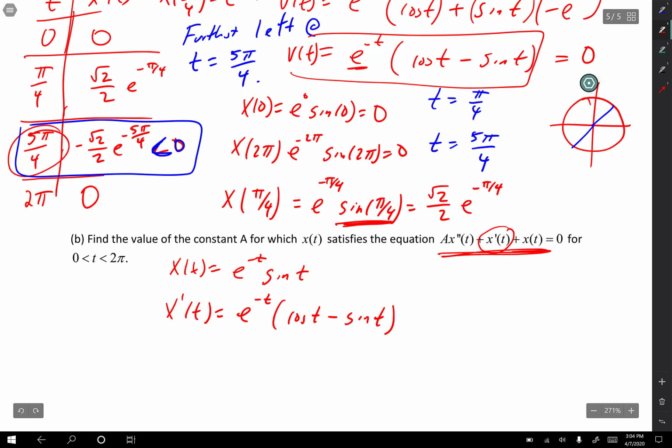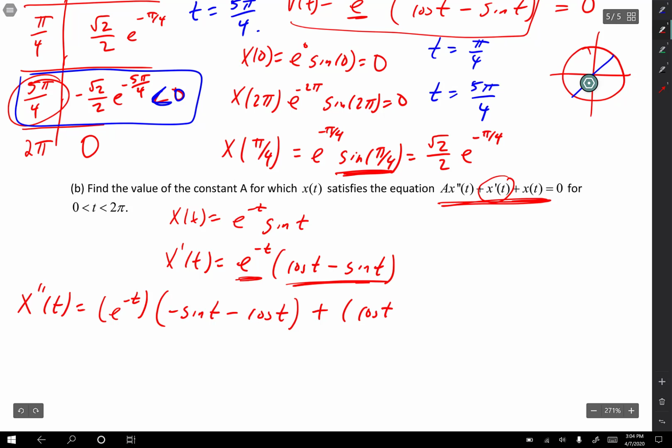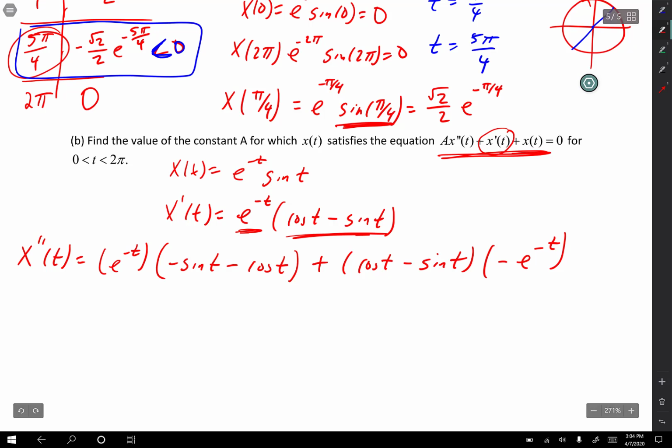Now I need the second derivative, guys. So here we go. I'm going to put it right here in this corner. x double prime of t. I'm just going to do the product rule: first, times the derivative of the second. The derivative of a cosine is a negative sine, and the derivative of a sine is cosine. Plus second, cosine t minus sine t, times the derivative of the first, negative e to the negative t. So there it is. And let's see, what can we factor out?